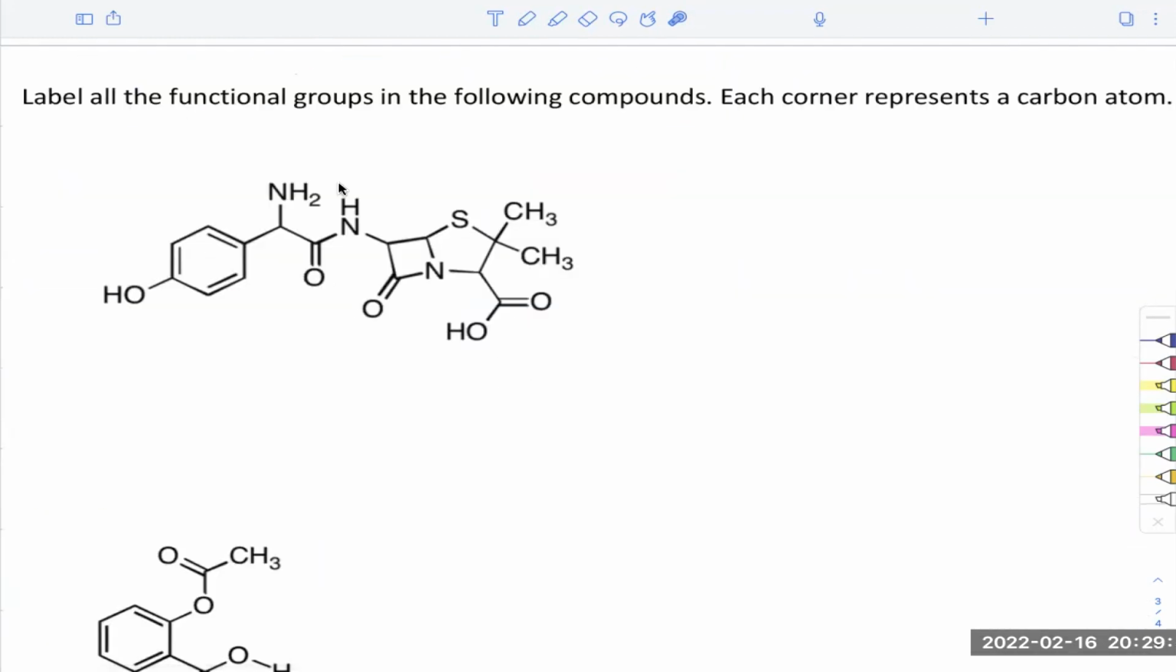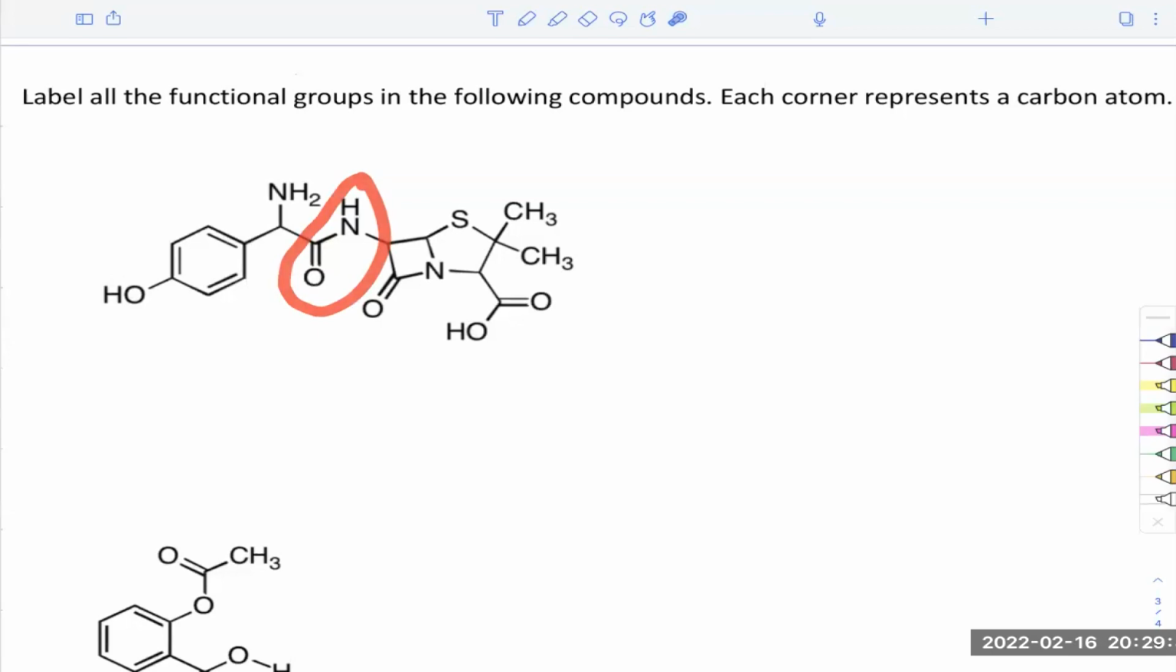I usually give them to my O-levels class, so we can still identify them. So what functional groups do we have here? So this one, what functional group is this? Hydroxy, or you can also think of it as alcohol, both of them. What is this one? NH2 is amine. So this is amine group.